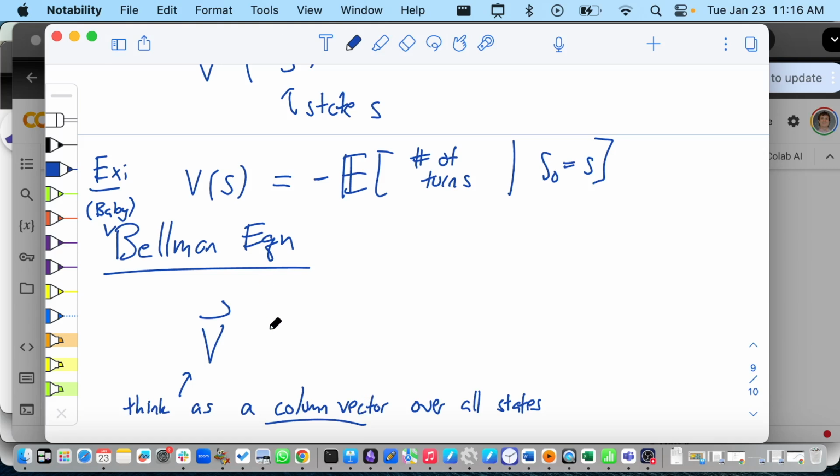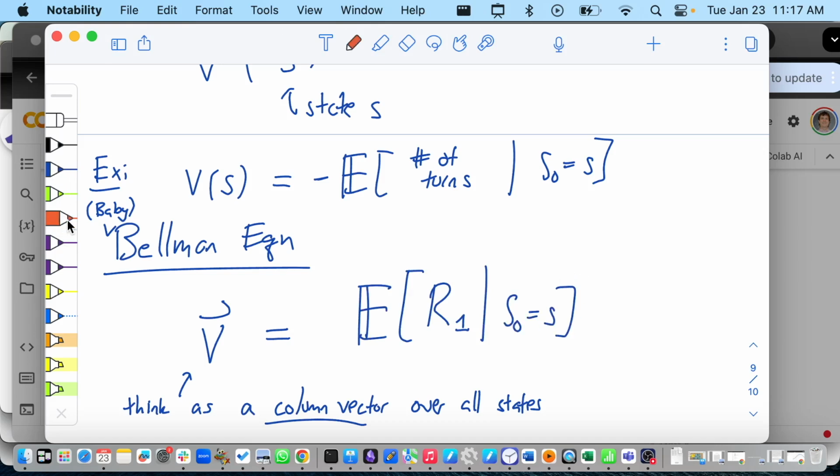It satisfies this equation: V equals the expected value of the rewards in one step, so R1 given S0 equals S. So this is one step of rewards. Plus M times V. Okay, and I'll prove this. This is actually not a hard proof. If you just take the definitions and look at things, the proof comes right out. I'll do that next class.